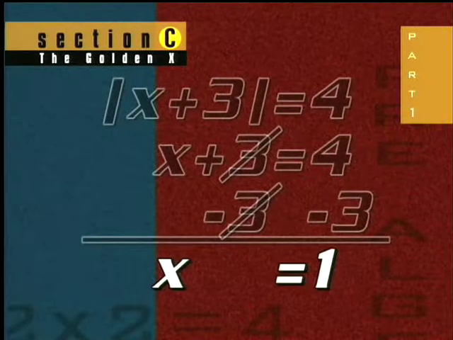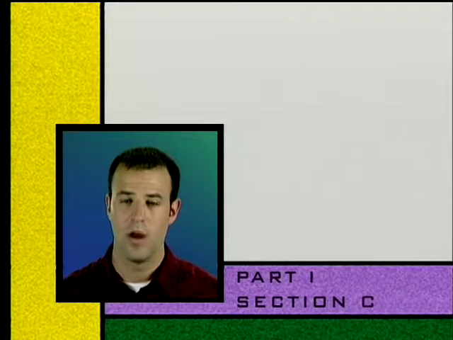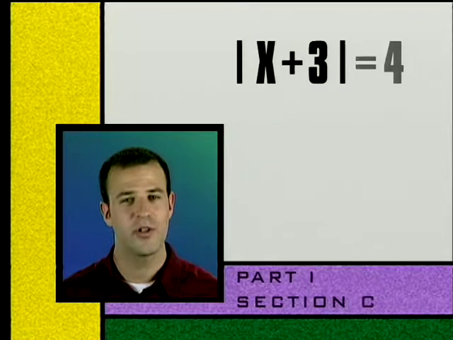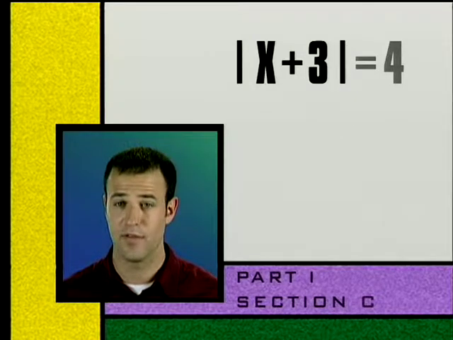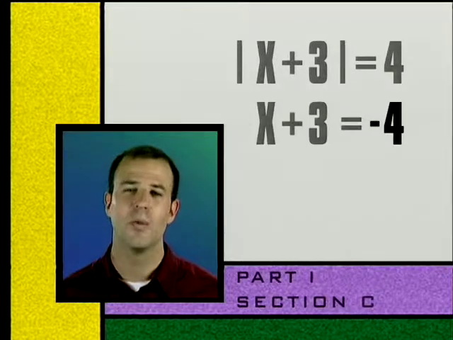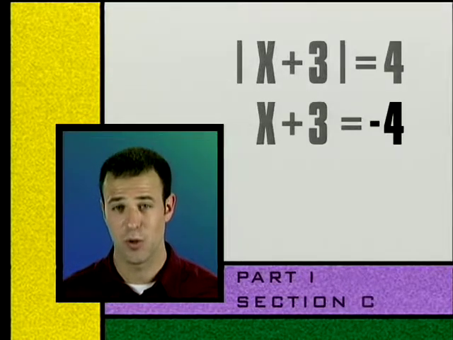No problem, right? Now for the negative. Remember, we've got x plus 3 equals negative 4. Just so you know, we could have chosen to make the left side of our equation negative instead, giving us negative x minus 3 equals positive 4. But we chose to make the 4 negative because it's easier to work with.